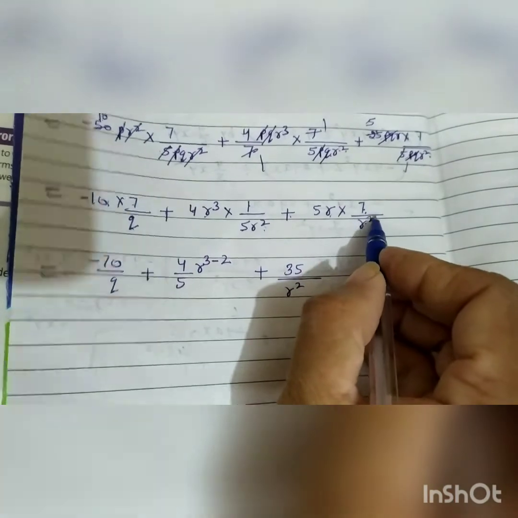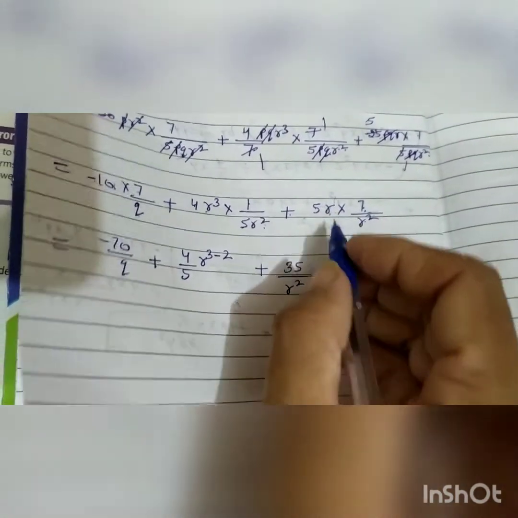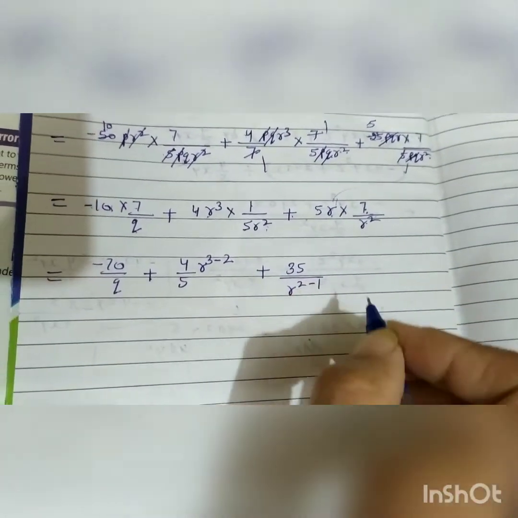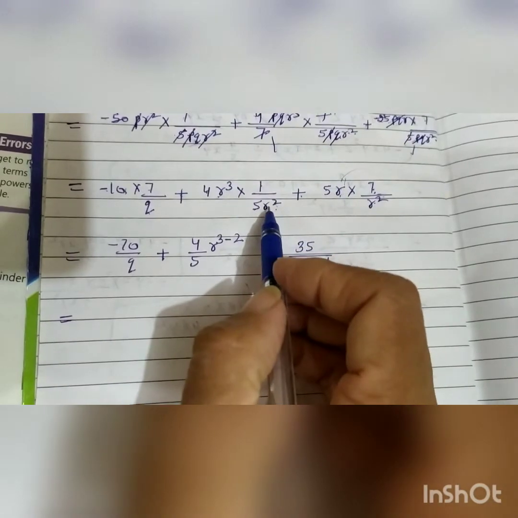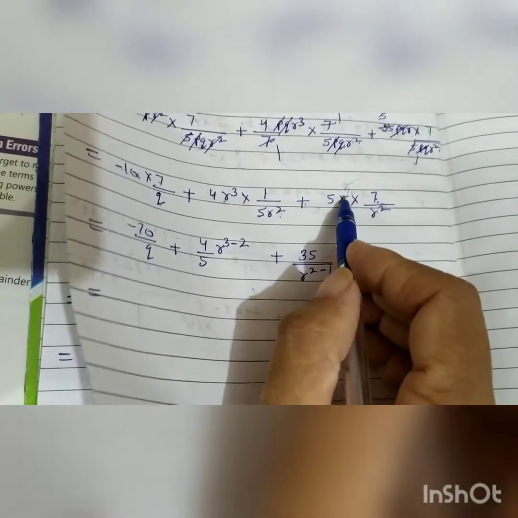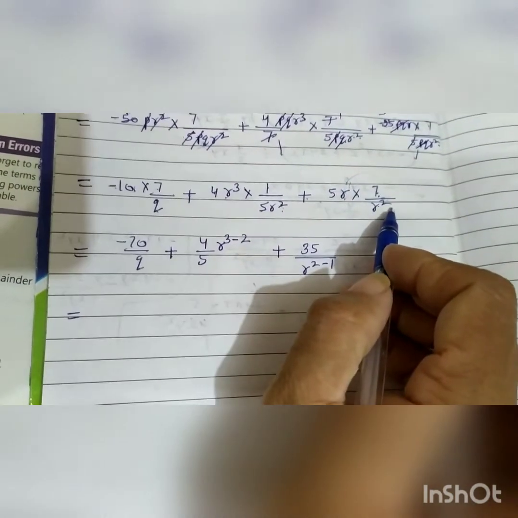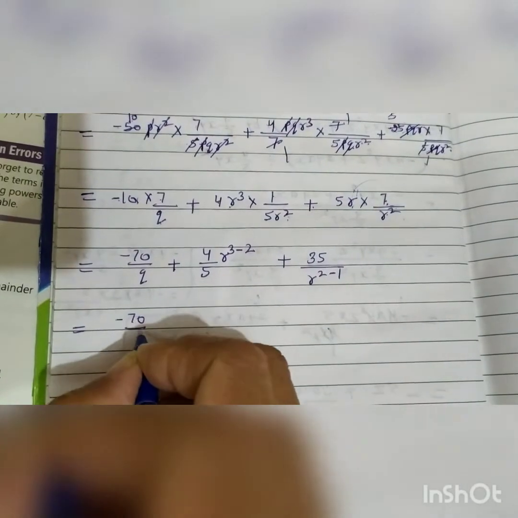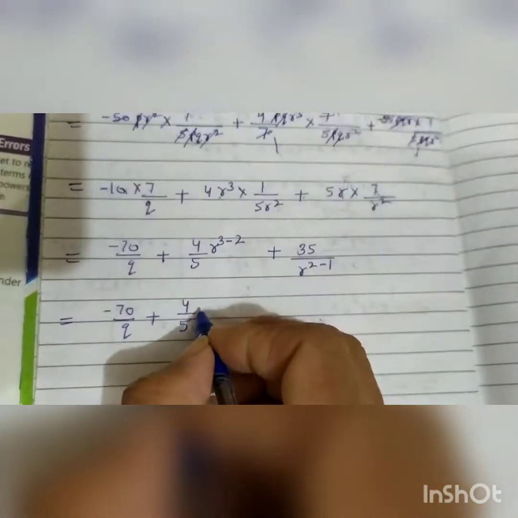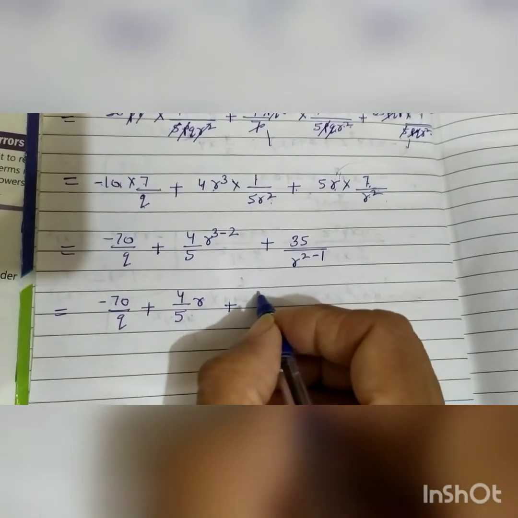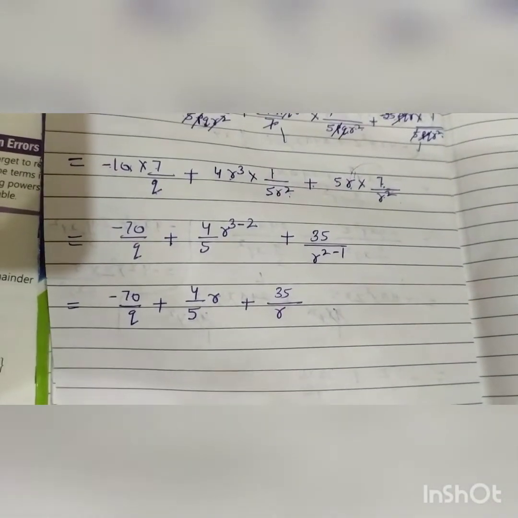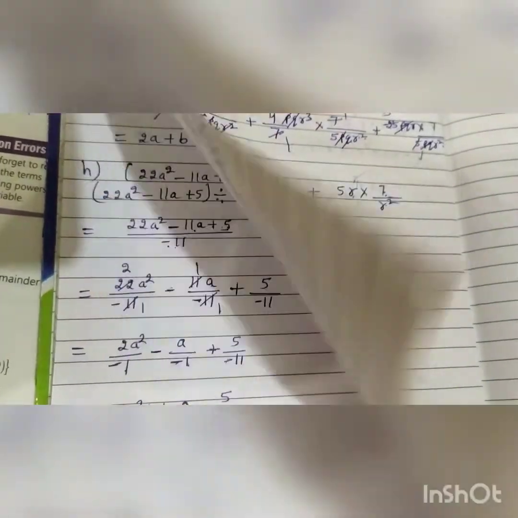Now R square, this power is greater than this R power 1. We will take this power from numerator to denominator and it will be subtracted. When any power is taken from denominator to numerator, it will be subtracted, and if from numerator to denominator, then it is also subtracted. Now minus 70 upon Q plus 4 upon 5 R power 1 plus 35 upon again R. This is the solution of this question. So we completed question number 1.